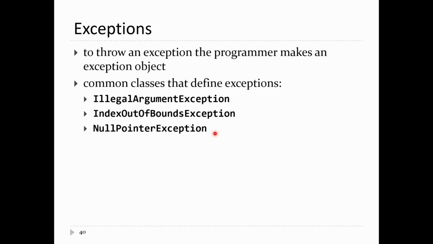Null pointer exception is the exception that you get if you try to use a reference and it's null. So if you have a reference that's null and you call a method, you end up getting a null pointer exception.